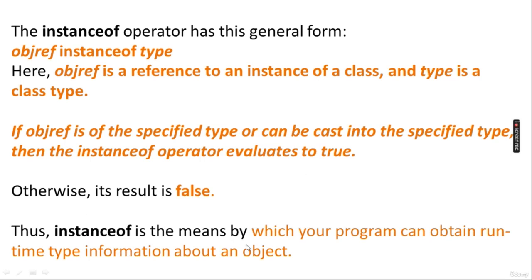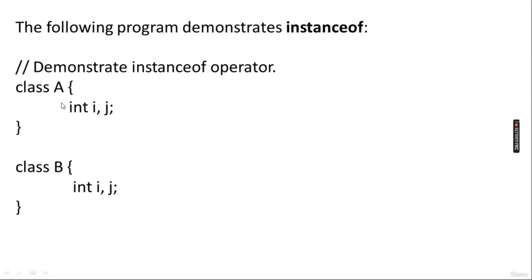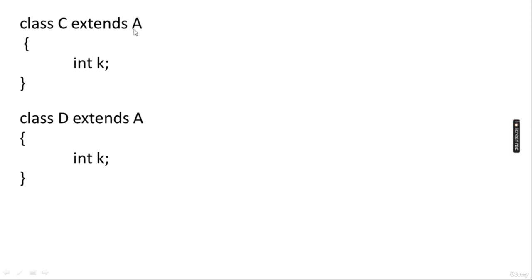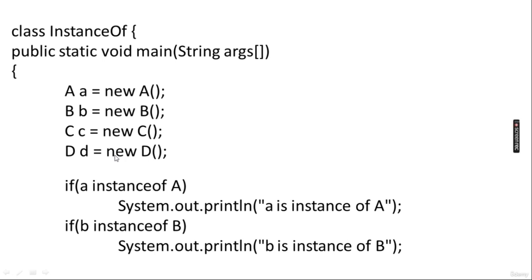Thus, instanceof is the means by which your program can obtain runtime type information about an object. Now we will see the instanceof example. Class A has two integer variables, i and j. Class B also has two variables, i and j. Class C extends A and has an integer k. Class D extends A and has an integer k.